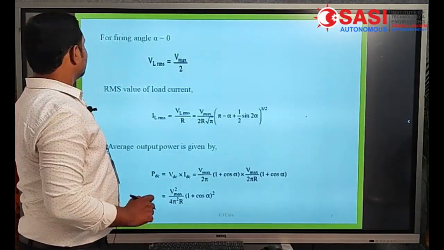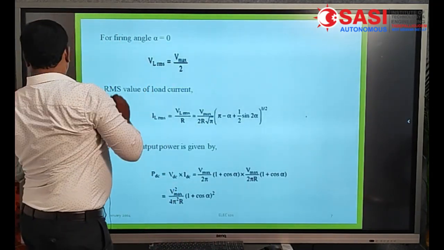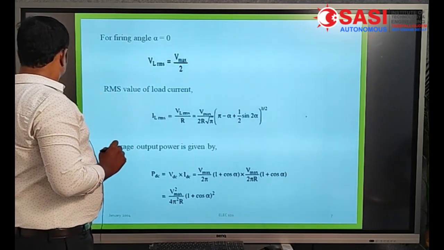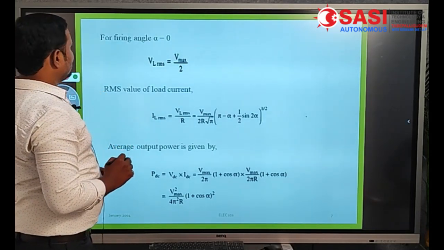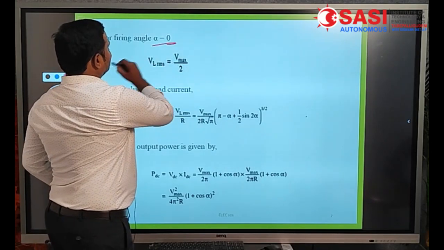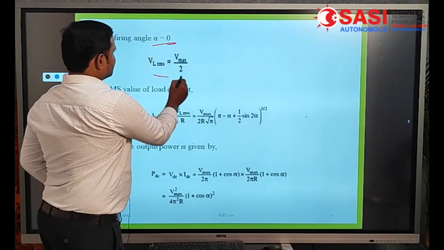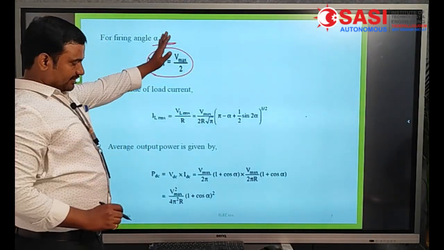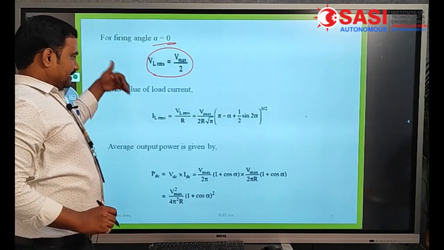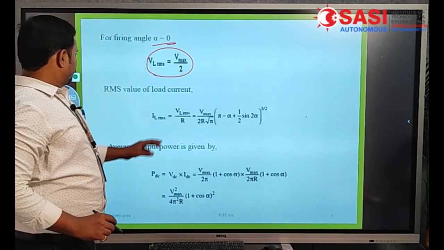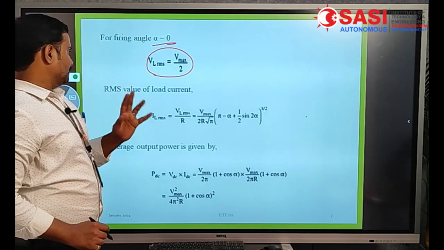So here you can see the same thing again: apply the maximum voltage Vm at an angle alpha equal to 0. You will get the same RMS also, the same way, apply the alpha value, alpha is 0. In the previous equation we will get Vrms is nothing but Vm by 2.